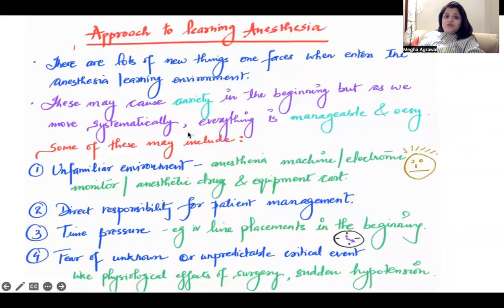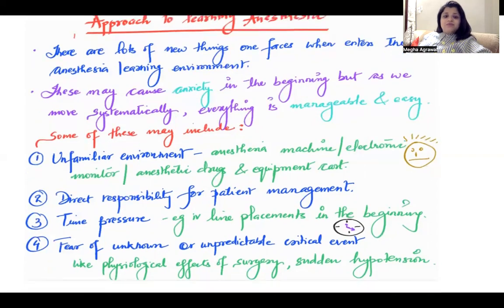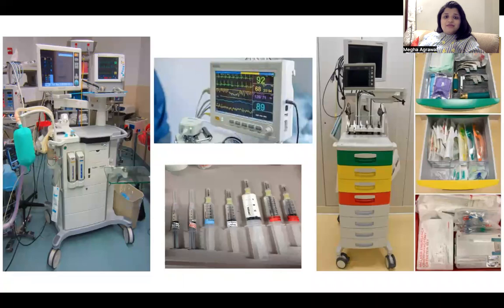So there are a lot of new things one faces when entering the anesthesia learning environment because previously you were not bothered about what is happening that side. So it may cause anxiety in the beginning, but as you move systematically, you'll see that everything is manageable and not difficult. In the beginning, you'll see that there is an unfamiliar environment because as soon as you enter, you'll see a lot of equipment, the big anesthesia machine which is kept there, the electronic monitors, lots of anesthesia drugs which you have only heard about sometimes but didn't pay attention to, and the equipment cart. So these are all things you'll be seeing daily.